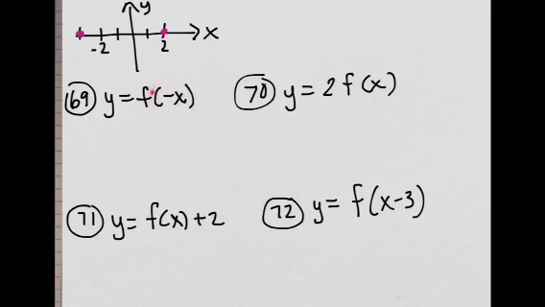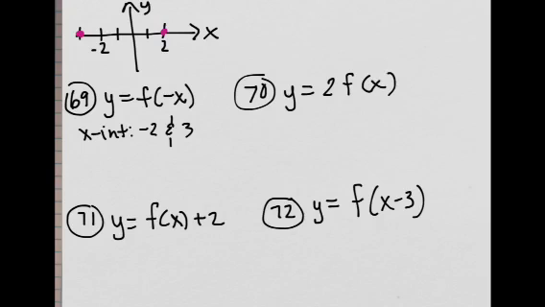So in 69, they're saying that the function is reflected over the y-axis. Okay, that's what this means, right? That means that this point is going to come on over here, and this point is going to come on over here, across the y-axis. So then the x-intercepts for 69 would be -2 and +3, after you flip the graph.